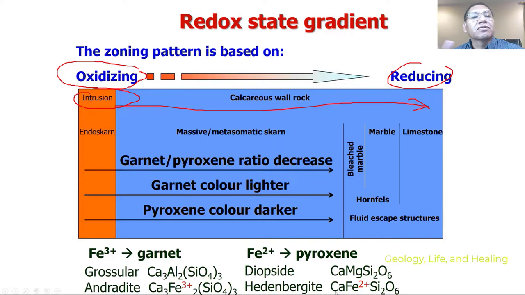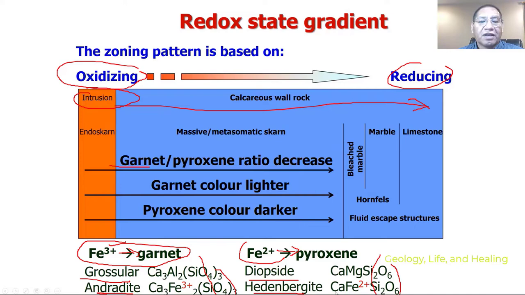That's the meaning. So in this case, the same factors that we saw in the previous graph apply. And one very important thing: iron 3 will generate garnet and iron 2 will generate pyroxenes. The most common garnets are grossular and andradite, and the most common pyroxenes are diopside and hedenbergite. And all of them have SiO2, silica.